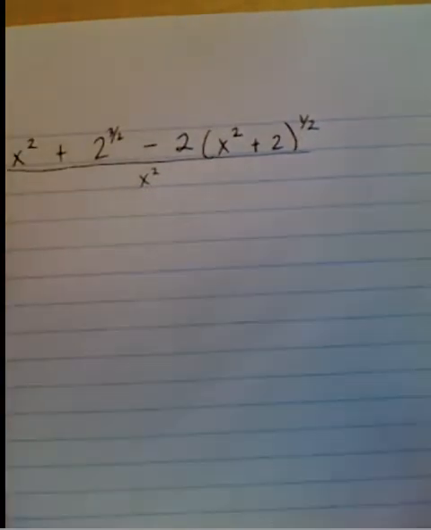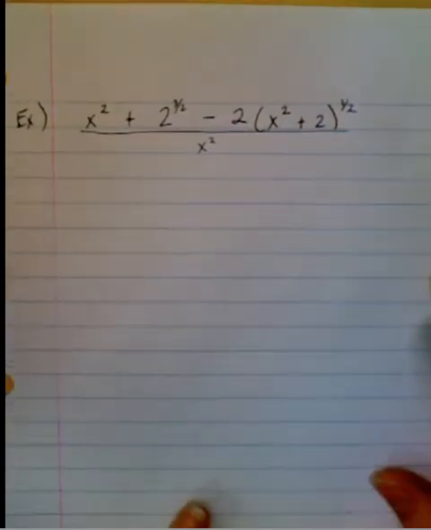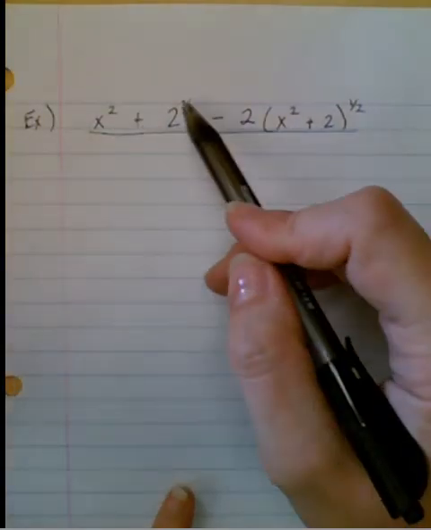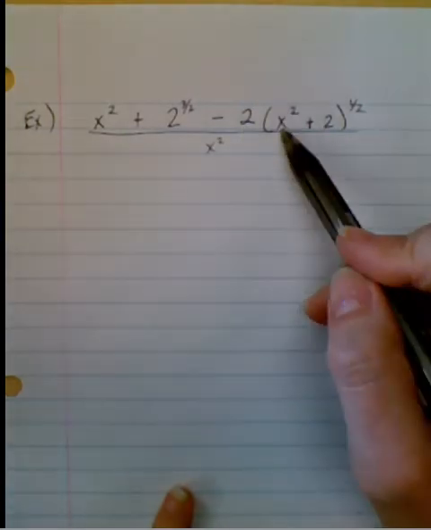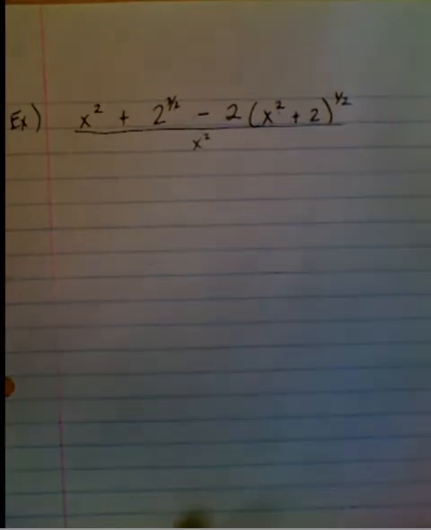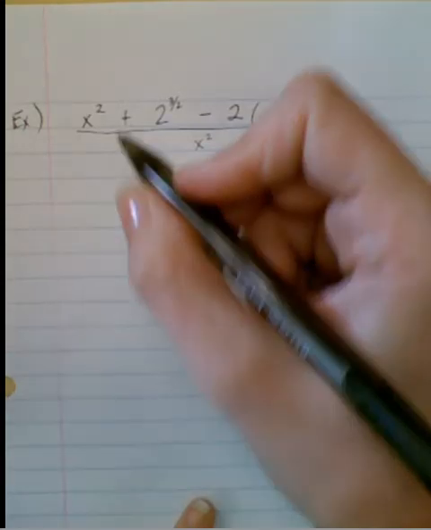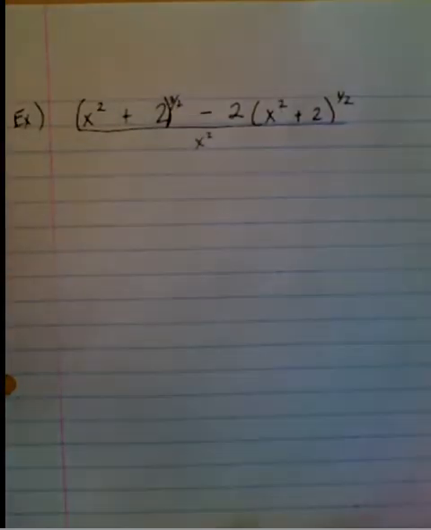And one last one. This one is kind of a doozy. We've got so many things going on here. X squared plus 2 to the 3 halves minus 2 times the quantity x squared plus 2. Okay, well, that seems a little tricky, but here is what we're going to do. Oh, I have this written down wrong. Let me fix that. I'm missing a parentheses. There we go. That's easier.